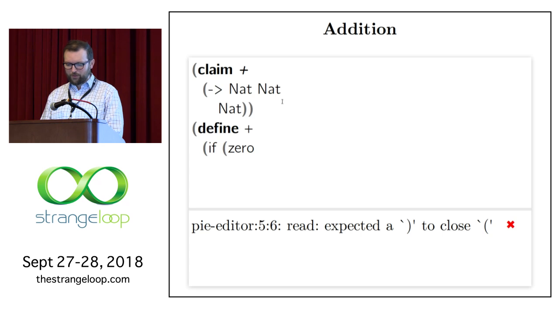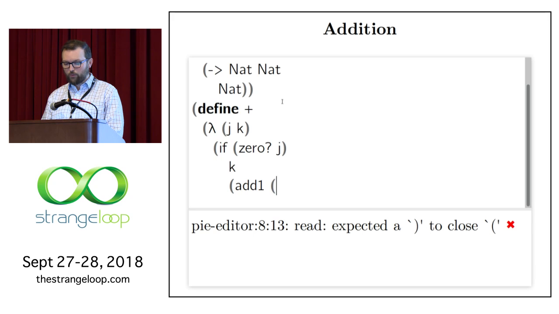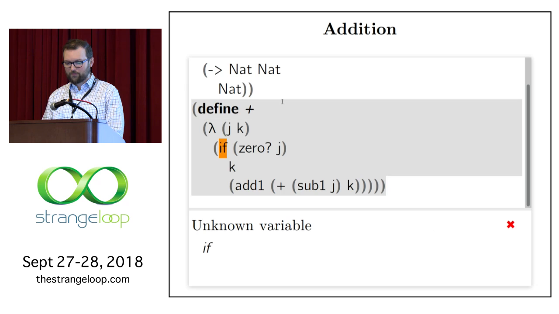So the first thing we'll do is we're going to say lambda first. Lambda j k. And then we're going to check, well, is j 0? And if j is indeed 0, then we're going to return k, because 0 plus k is k. And if j is something other than 0, then our answer is going to be the result of adding 1 to the result of adding j minus 1, we write sub1 of j, to k. But we've got a problem.